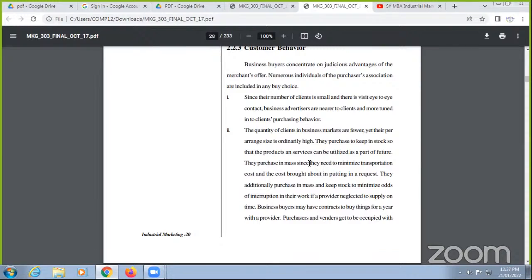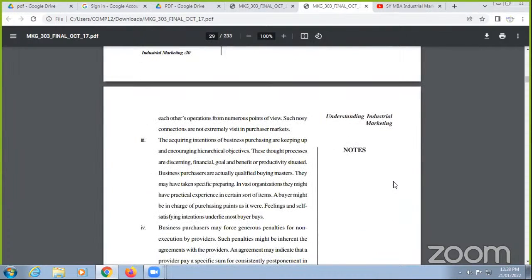Second, the quality of clients in business markets is favored, with their per-order size being high. They purchase to keep in stock so that the products and services can be utilized in the future. The purchases are in bulk since they want to minimize transportation cost and the cost incurred in quoting on a request.